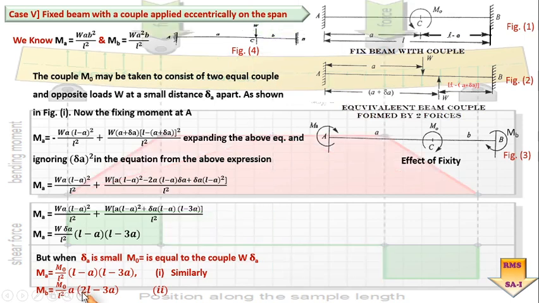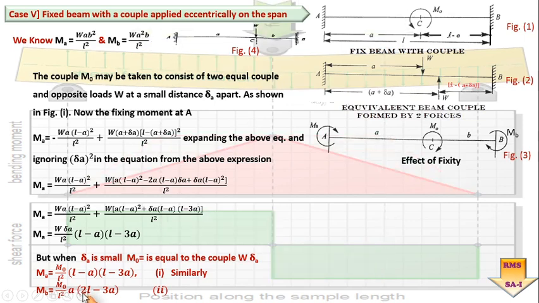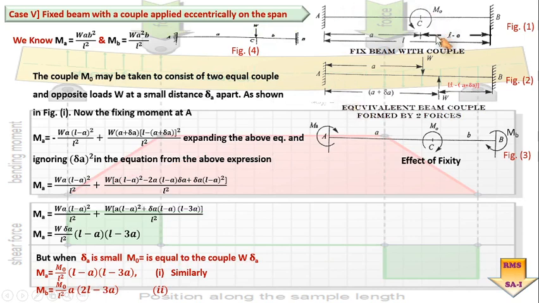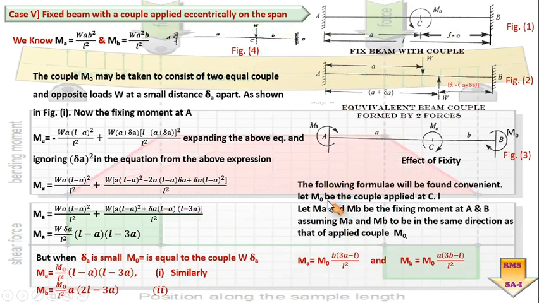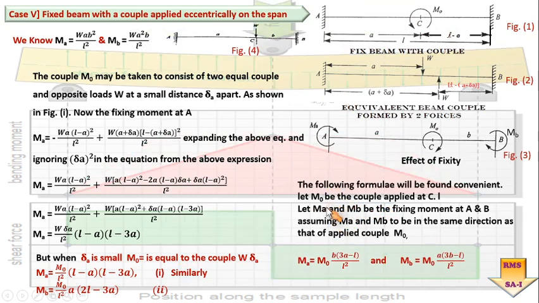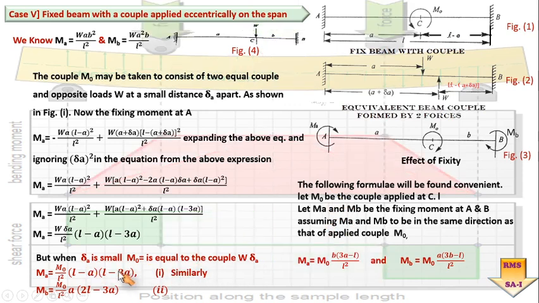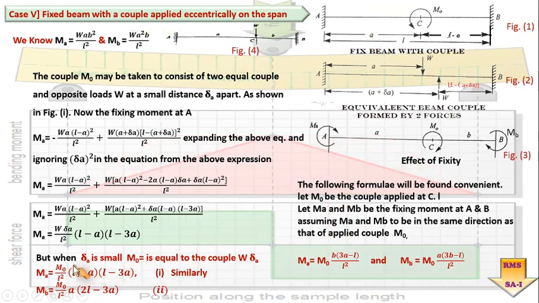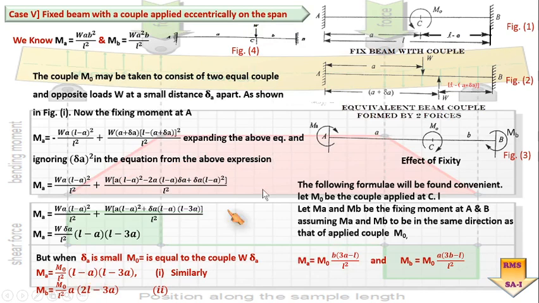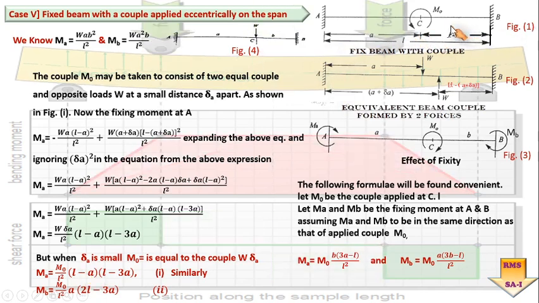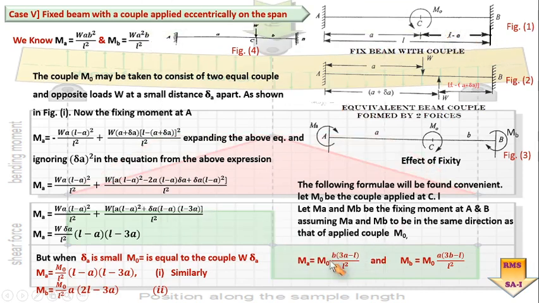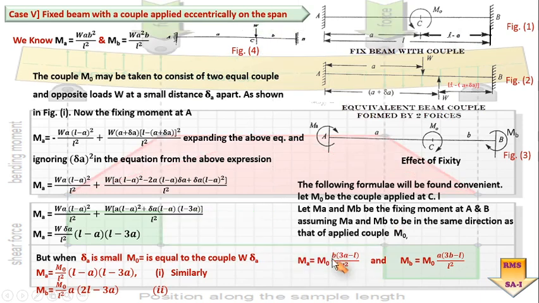So this is how we have to work out the value of this particular fixed moment when this particular couple is acting eccentric about the span. Now here it has been further simplified, because here why it is necessary to simplify. If I have to remove this bracket L minus A, we know total is L and this is minus A. So what is remaining? L minus A is equal to B. So simply I have substituted the value of L minus A equal to B.